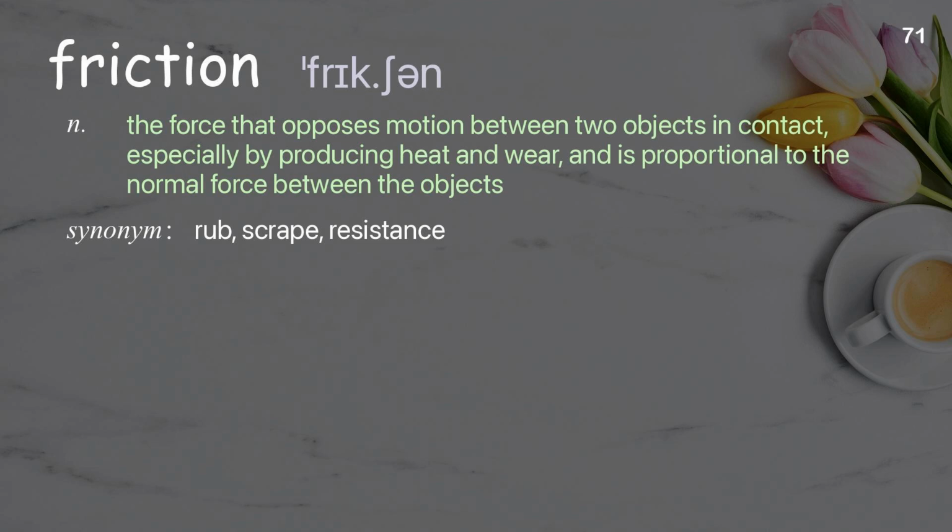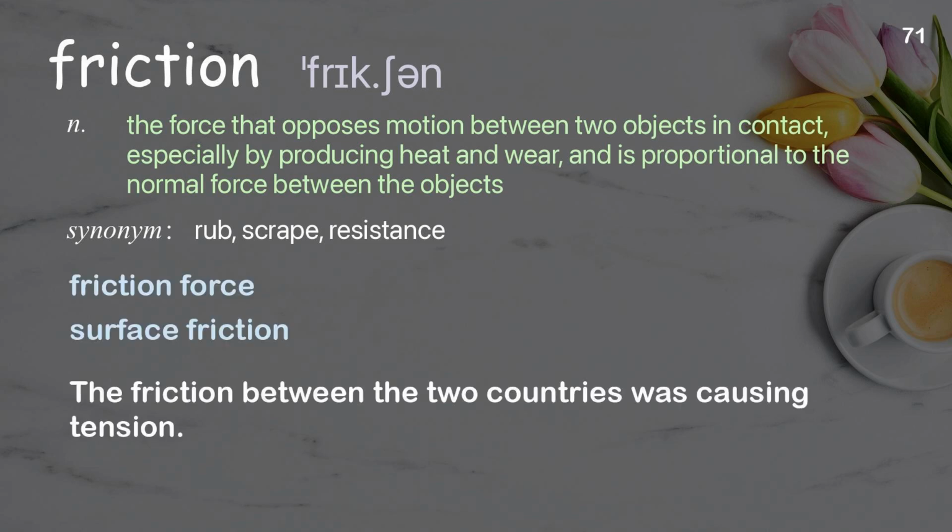Friction. The force that opposes motion between two objects in contact, especially by producing heat and wear, and is proportional to the normal force between the objects. Examples: Friction force. Surface friction. The friction between the two countries was causing tension.